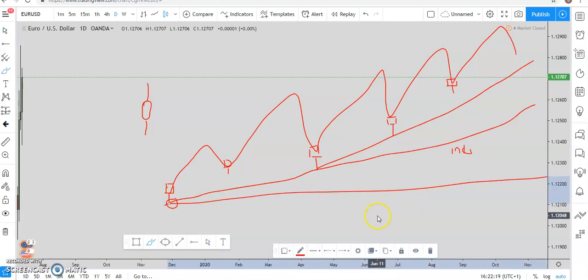All right, and then for you to get the future trend line, normally you can get it when you are using the weekly chart or the daily chart. Over there you can get a future trend line.